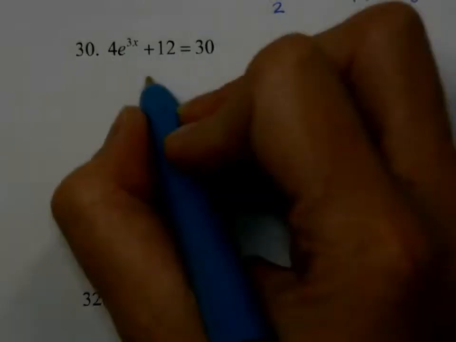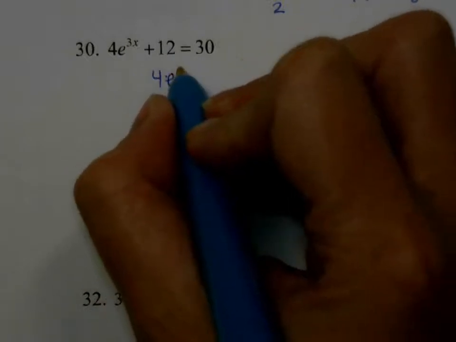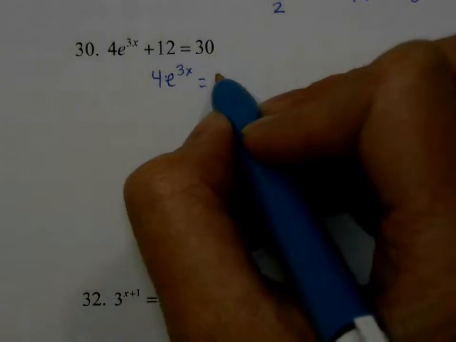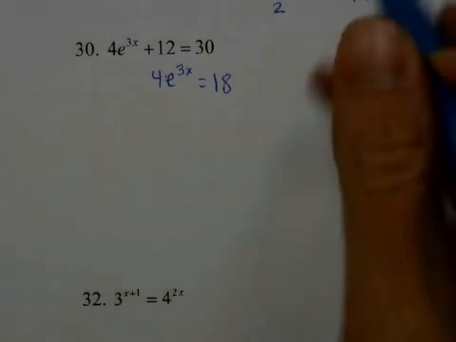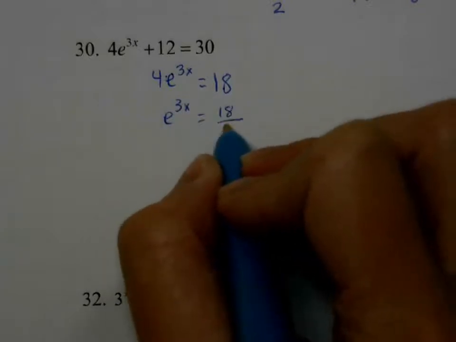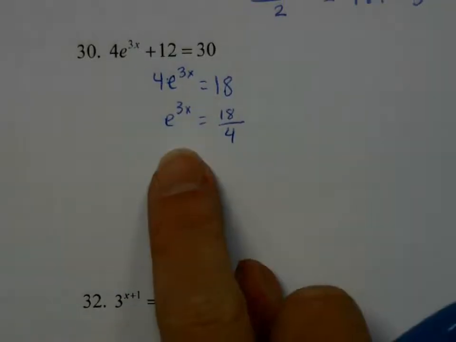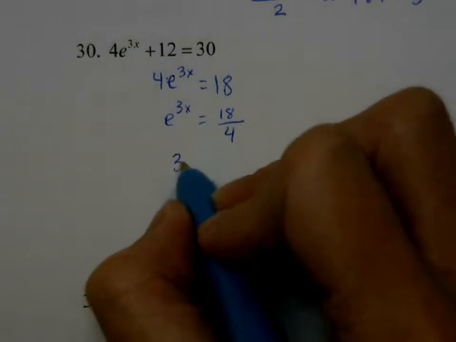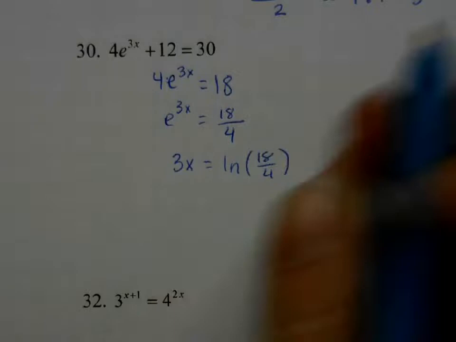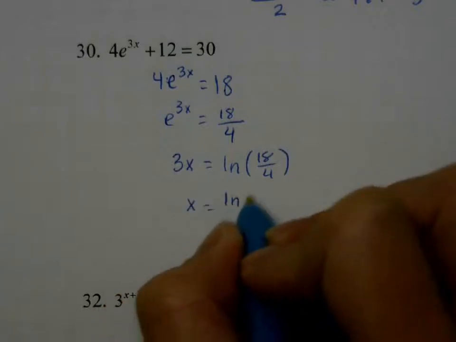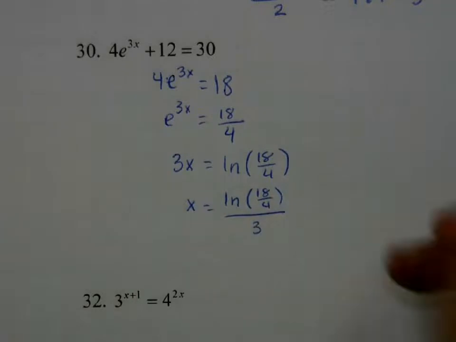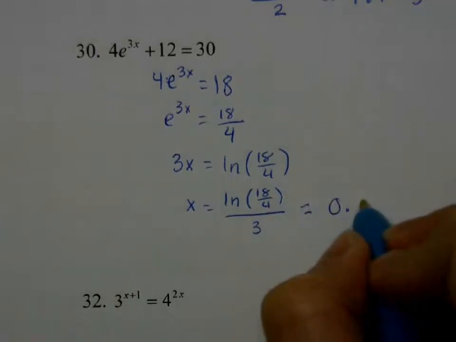Similar problem, we'll subtract 12. Then divide by 4. Okay, at this point, once the e is by itself, we'll take the natural log of both sides. And then divide by 3. In the calculator, 0.501.